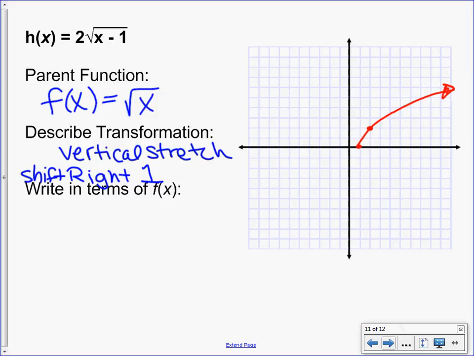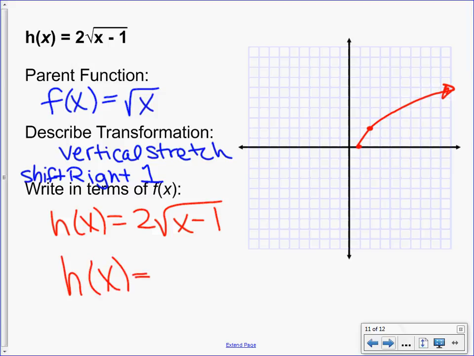Last thing, in terms of f of x. So our h of x right now is 2 times the square root of x minus 1. Instead of the square root, I want f of whatever. So there's a 2 multiplied on the outside. It's going to stay on the outside. And then our function is radical x. Since I have x minus 1 inside of the radical, we're going to write this as f of x minus 1.